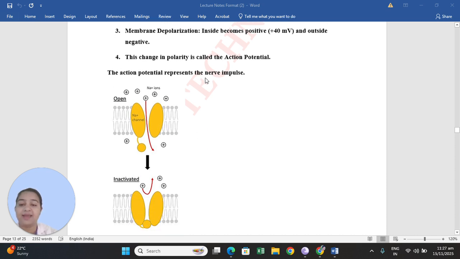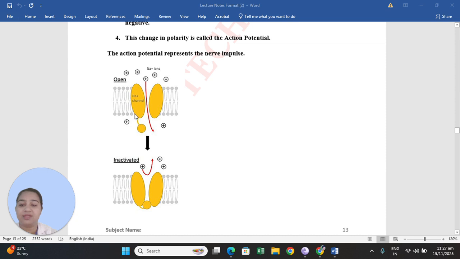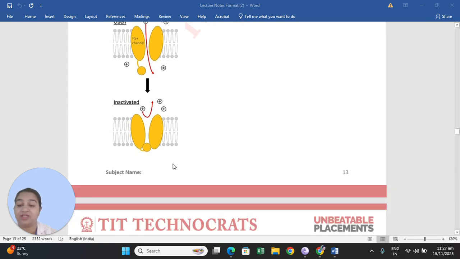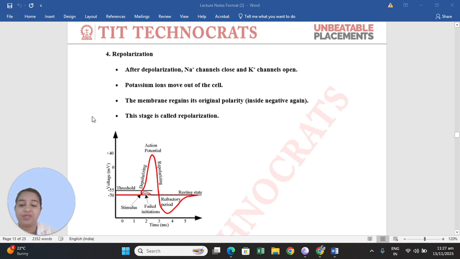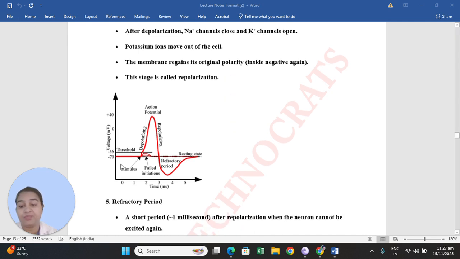So you can see the action potential here. The sodium channel gets open, positive charge comes in as influx, and when it is inactivated, the positive charges go out again. Repolarization I already explained. It is exactly the opposite of depolarization. The sodium channel closes, and potassium channels open, potassium ions move out of the cell and the membrane returns to the original polarity.